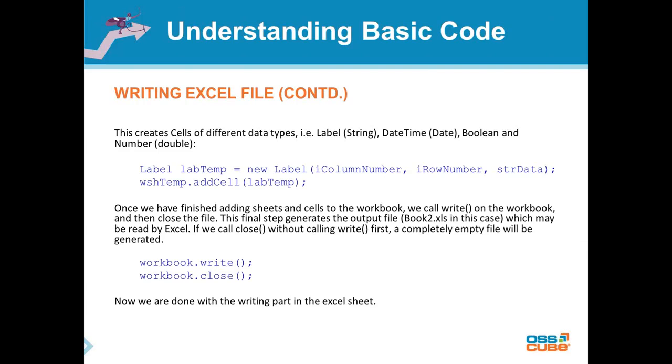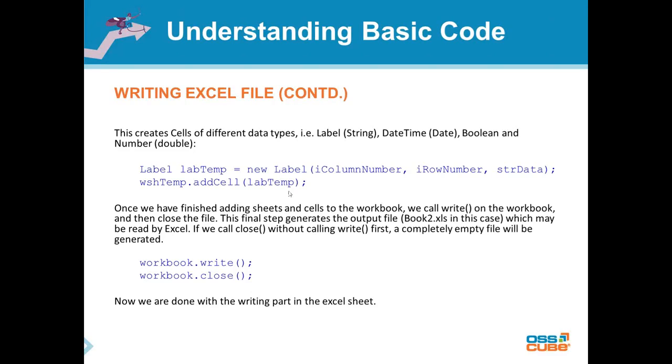Once I am ready with the label, I will paste that cell into the writable worksheet by using this method, addCell. Once we have finished adding sheets and cells to the workbook, we call write on the workbook and then close the file. This final step generates the output file, which is book2.xls, and if we call close without calling write first, a completely empty file will be generated. So don't make that mistake.